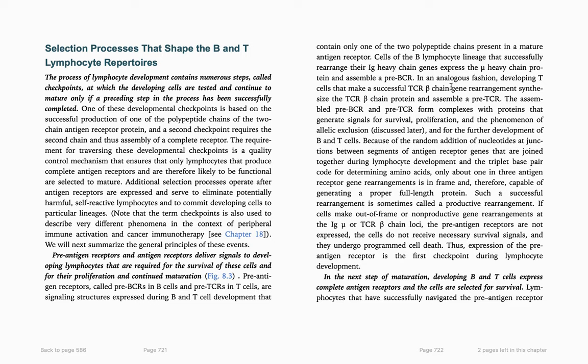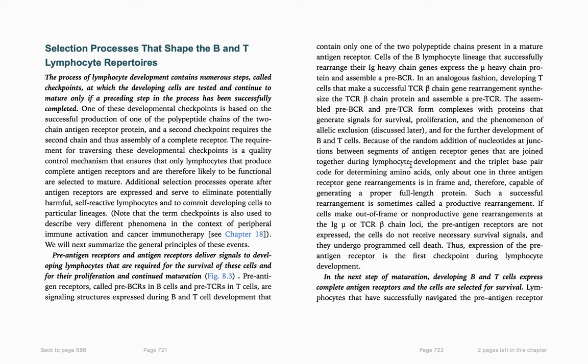In an analogous fashion, developing T cells that make a successful T cell receptor beta chain gene rearrangement synthesize the T cell receptor beta chain protein and assemble a pre-T cell receptor. The pre-B cell receptor and pre-T cell receptor form a complex with proteins that generate signals for survival, proliferation, and the phenomenon of allelic exclusion, and for the further development of B and T cells.